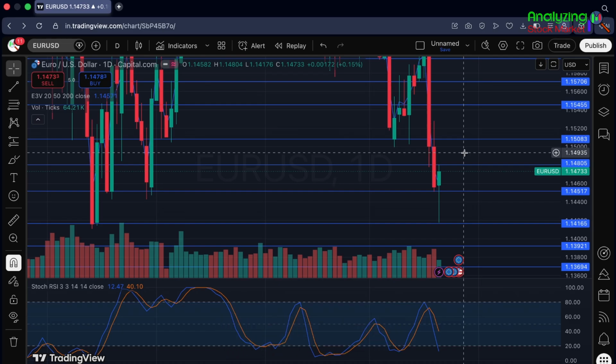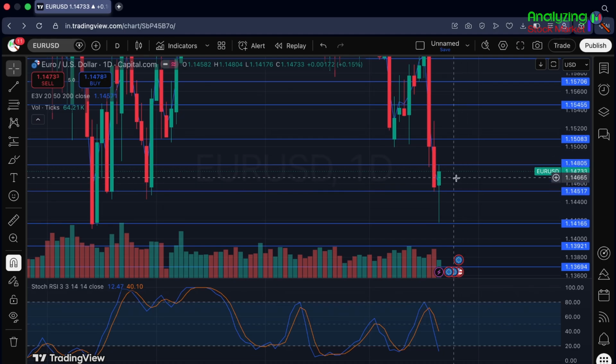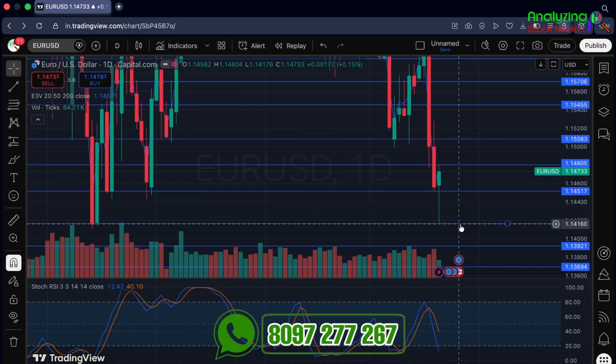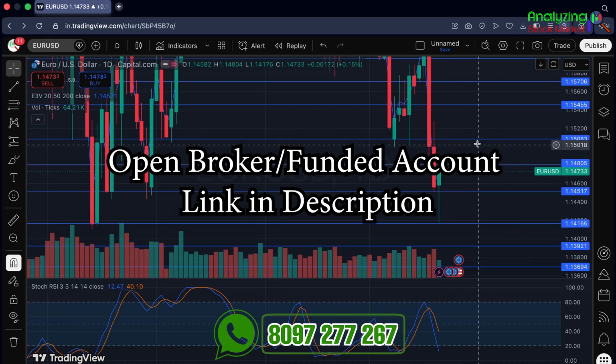But if you're going for any short trade, you can wait for the level of 1.14517 to get breached and a 4-hour or one-day candle to close below this, and you can go for a short till this level. You can even wait for this level as well. Overall, my expectations will be positive in this range.